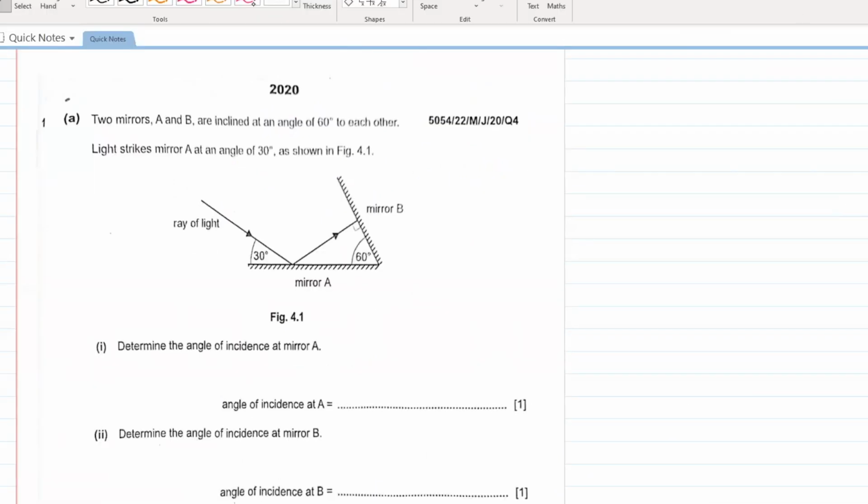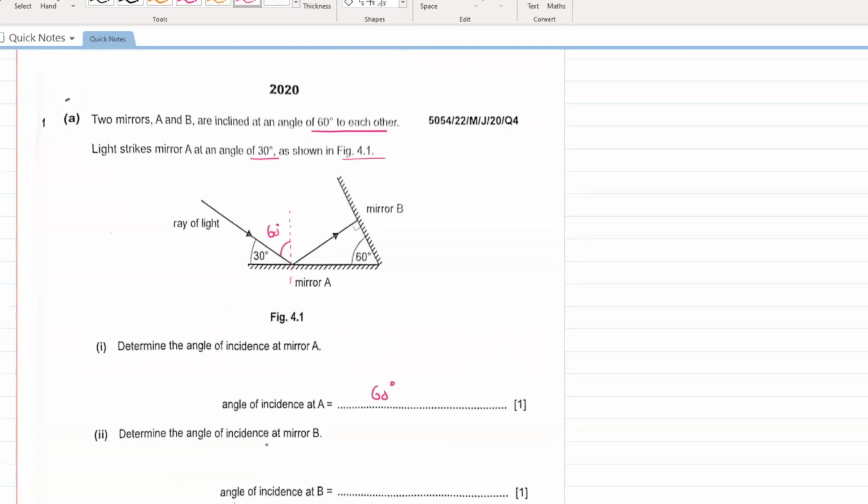Okay, let's see this. Two mirrors A and B are inclined at an angle of 60 degrees to each other. Light strikes mirror A at an angle of 30 degrees as shown in figure 4.1. Okay. Determine the angle of incidence at mirror A. So angle of incidence is the angle between the normal and the incident ray. This comes out to be 60 degrees.